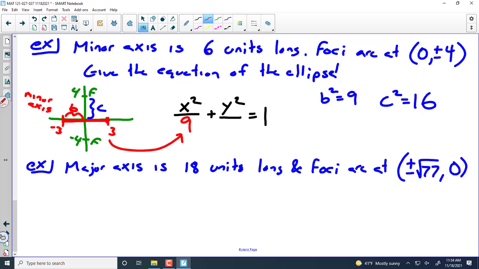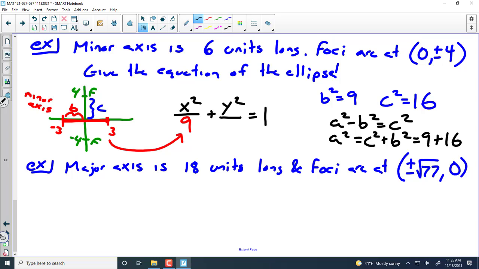Now, what's my special relationship between a squared, b squared, and c squared? What's the equation? A squared plus b squared equals c squared. A squared minus b squared equals c squared. I know it's hard because it's not the Pythagorean theorem. It's slightly different. So that means we're going to have a squared equals c squared plus b squared. Wait a minute. Do I know b squared? Do I know c squared? 9, 16. Yeah, it's going to be 25.